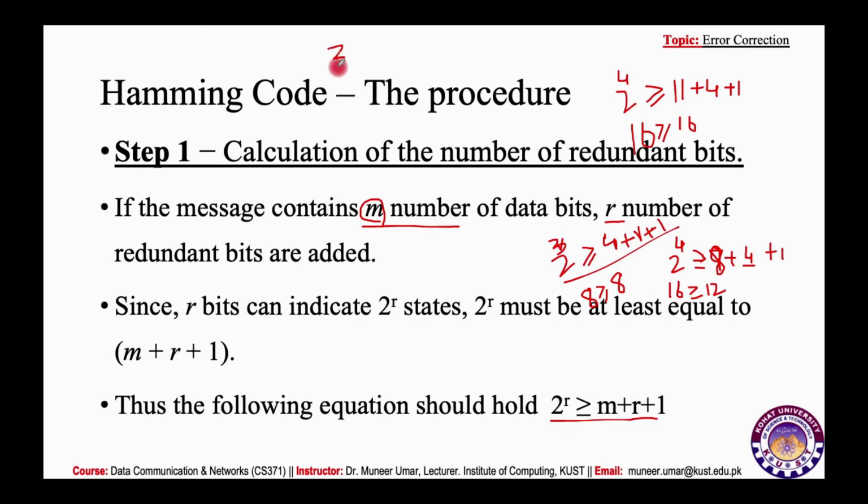Let's say we have 30 data bits plus R plus 1. So if we give the value of R equal to 6, then it would be 2 power 6, which is equal to 64, and here 30 plus 6 plus 1 would give us 37. So 37 is less than or equal to 2 power 6, which is 64. If we give R a value equal to 5, then the equation would be 32 is greater than or equal to 37, so that is wrong. So the least value for R is 6 for M equal to 30.